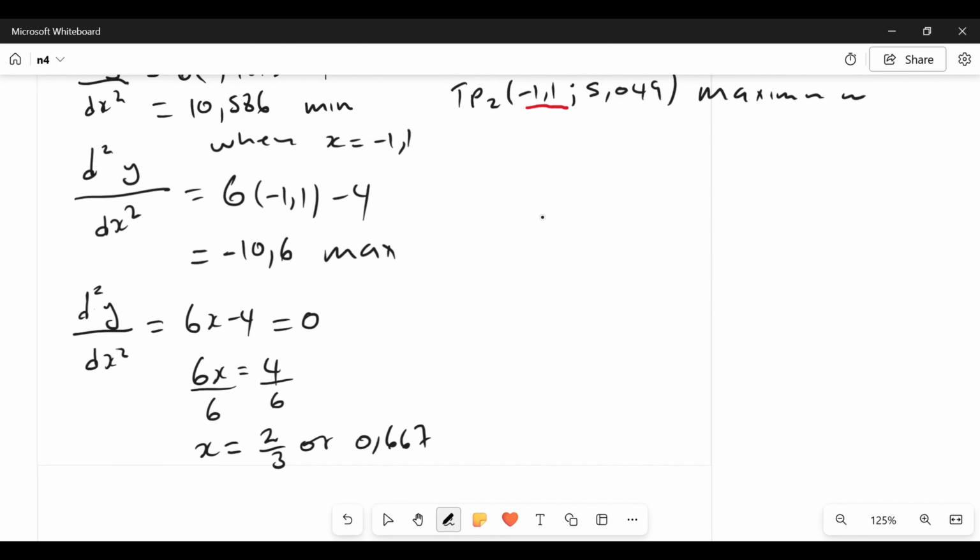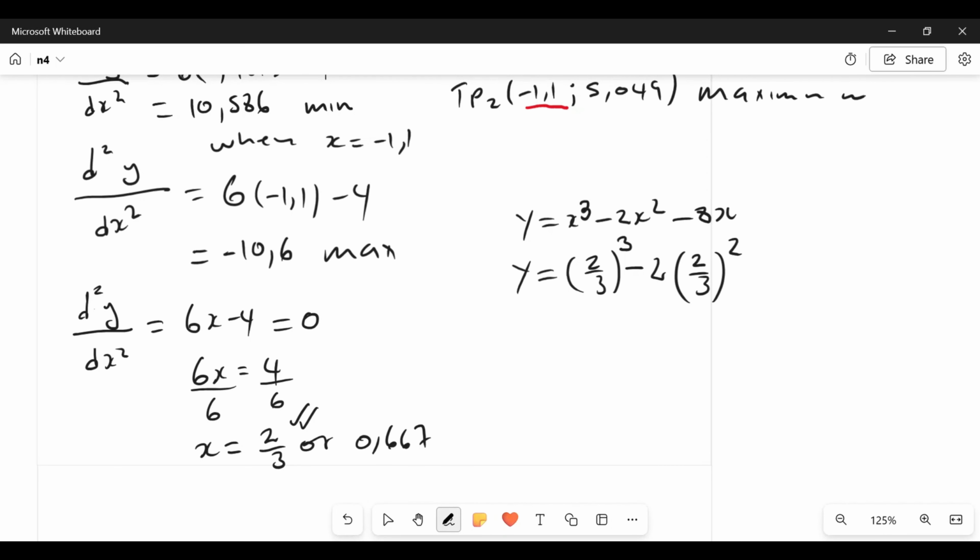Now for the y coordinate, we still have to take the original equation. Our original equation, we have y is equal to x cubed minus 2x squared minus 8x. So this is our original equation. So in order for us to find the y-coordinate of the point of inflection, we substitute our x-coordinate. So let's do it. Wherever there is x, we're going to substitute 2 over 3, so we put (2 over 3) cubed minus 2 times (2 over 3) squared minus 8 times 2 over 3.